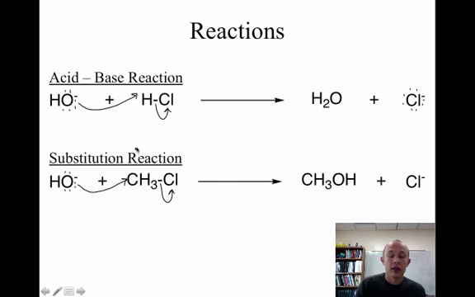So what I want to point out in this slide is that the mechanism is the sequence of bond forming and bond breaking steps that leads from reactants to products.